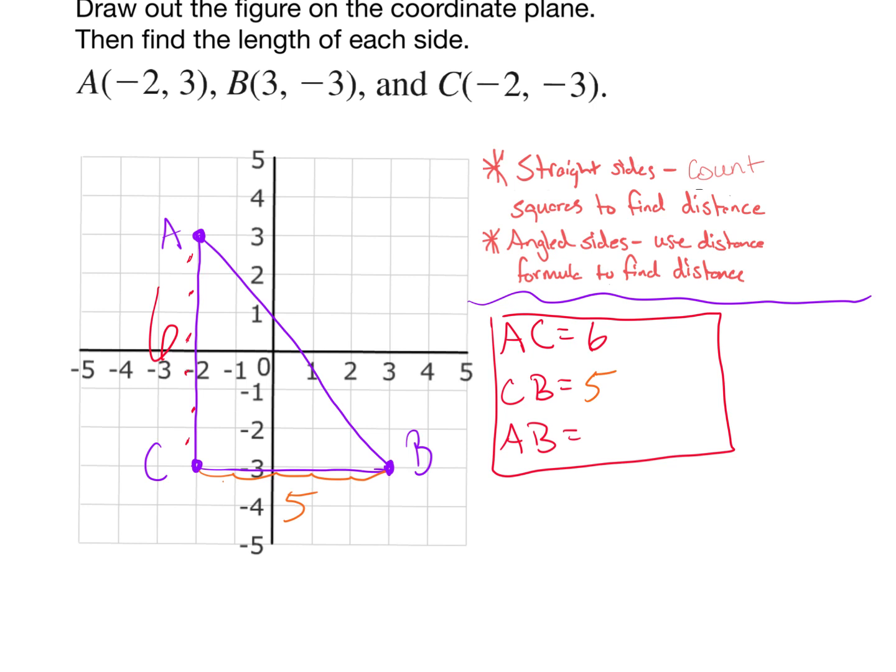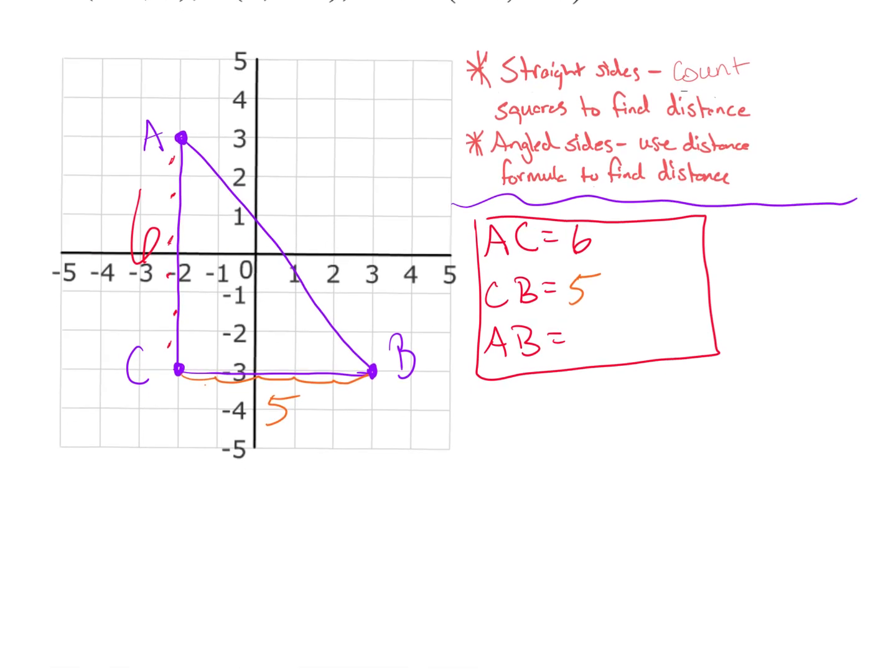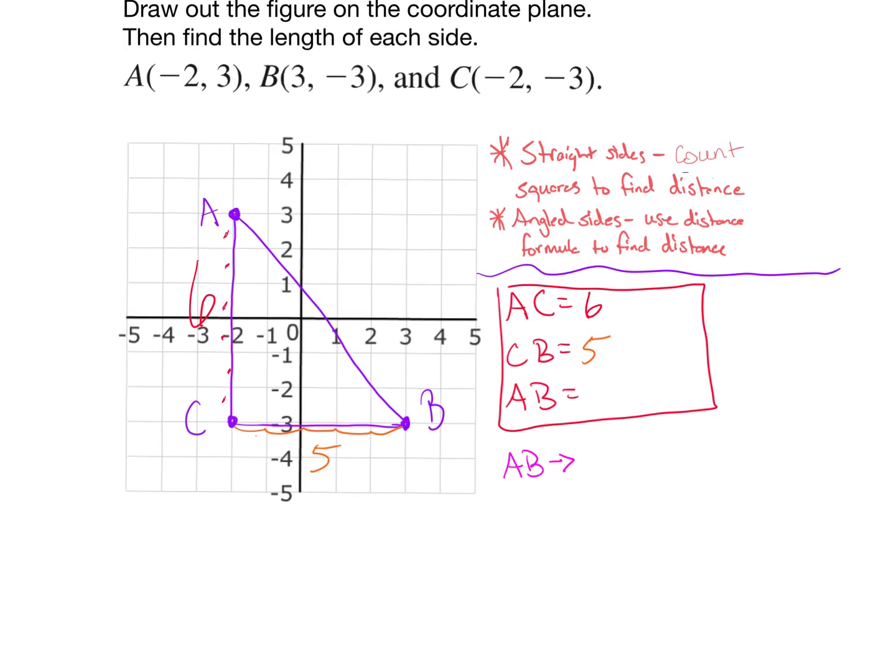Now, AB. Is that a straight side? No. So what formula do we use? Distance formula. Okay. Just note, distance formula like never goes away in this class. It's here for pretty much the whole year. So I need to mark those 2 points. So AB, A is -2, 3. B is 3, -3. Remember, we label them X1, Y1, X2, Y2. I'm going to go pretty quick just because we've been doing this formula for a while.